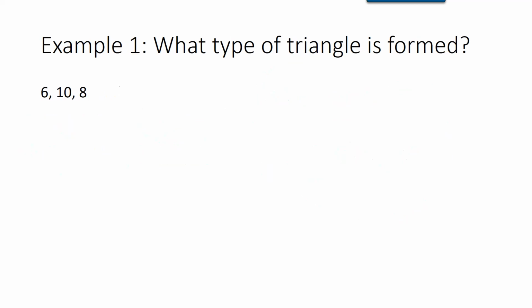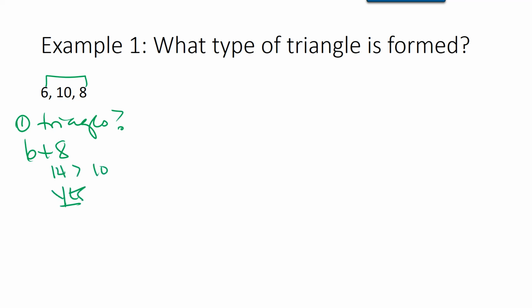First one, example 1, we want to know what type of triangle is formed. First thing we want to do is see if we make a triangle. We add the two smaller sides together, 6 plus 8, that is 14. And 14 is greater than 10. So yes, we make a triangle here. We're going to continue on with our work. Remember, if we get a no there, we're done. We don't have a triangle at all.